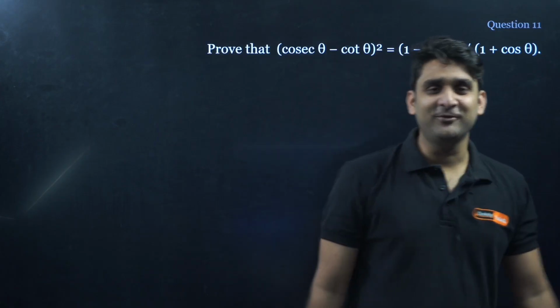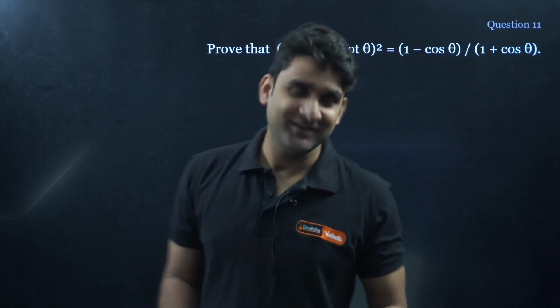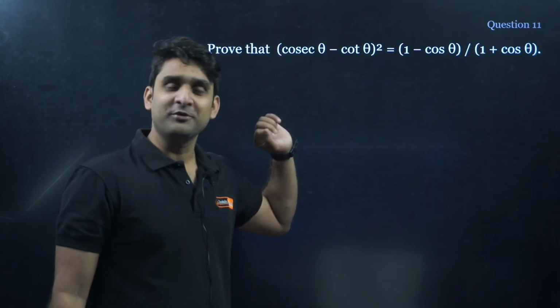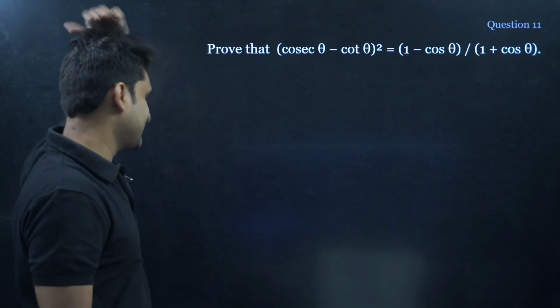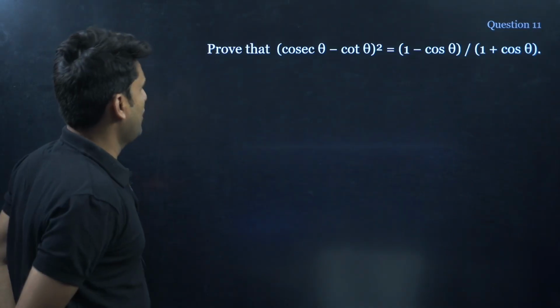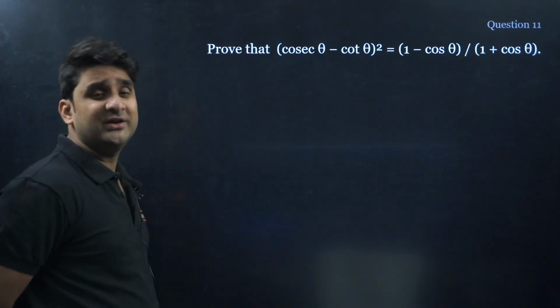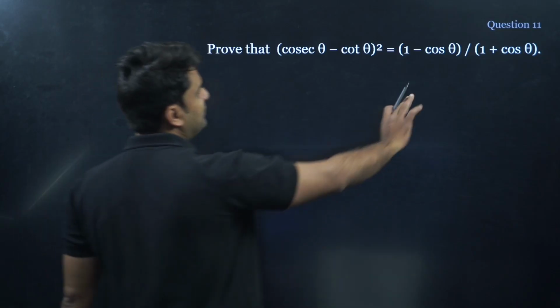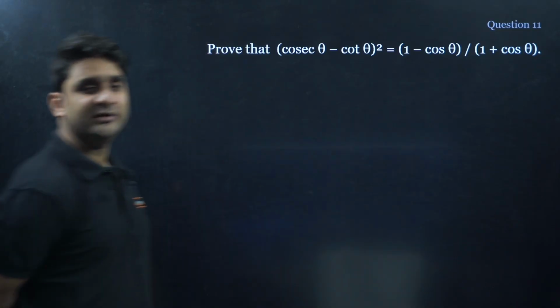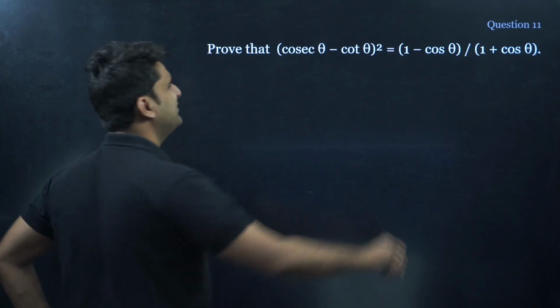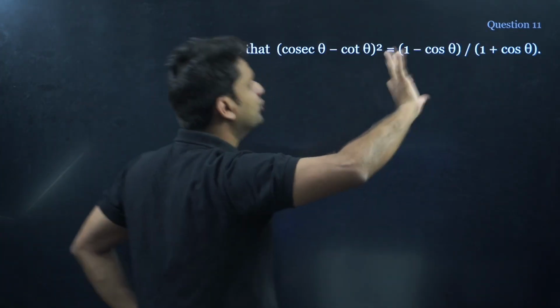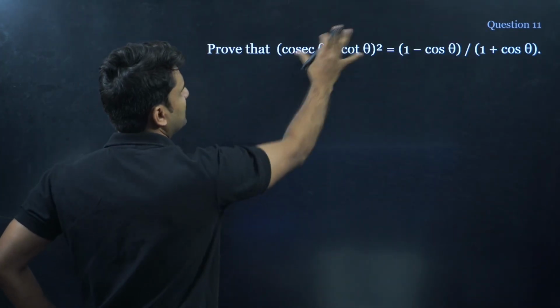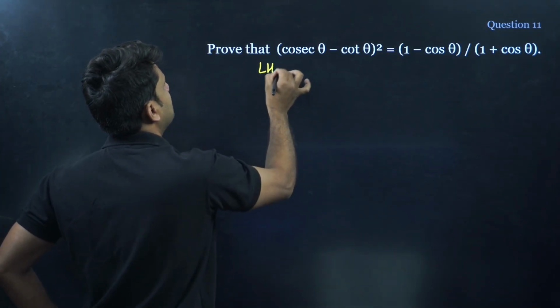Now it's time to do something rocking, and the rocking question in front of you, a proof type question. Look at the question, guys. Prove that (cosec theta minus cot theta) whole square is equal to (1 minus cos theta) divided by (1 plus cos theta). This is the question, a really easy question.